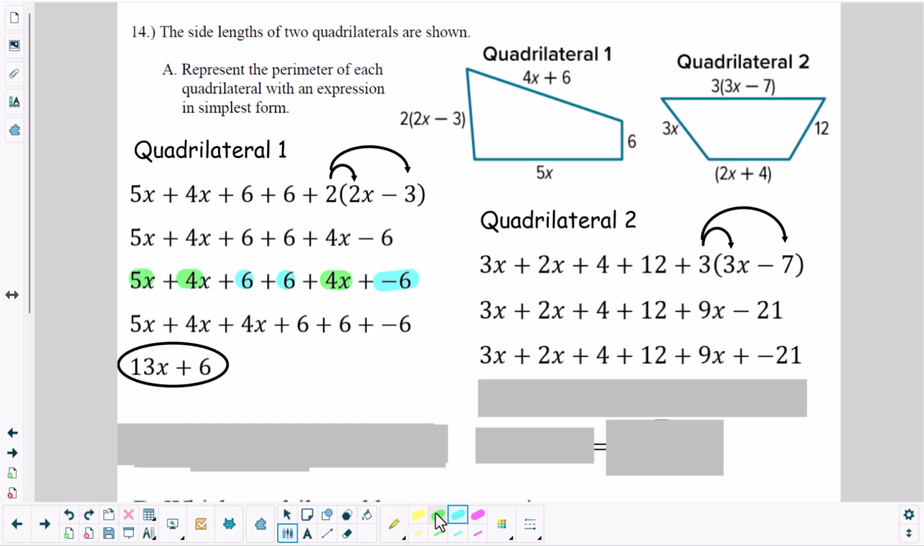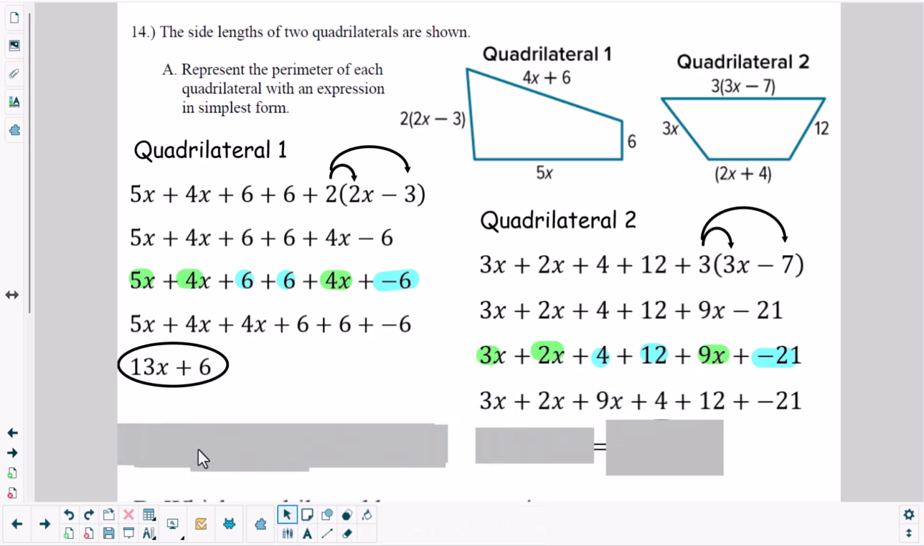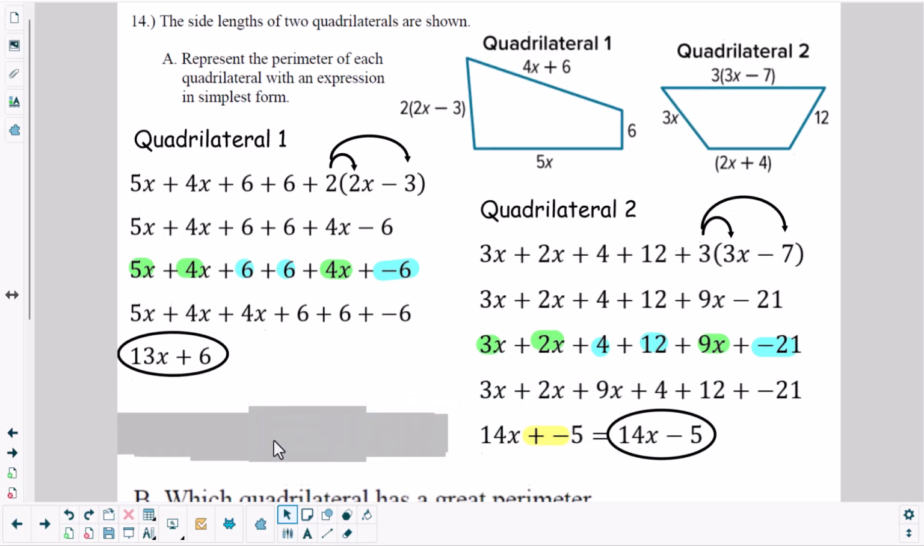Let's put our like terms side by side. So we have 3x plus 2x plus 9x. 3 constants, we have 4 plus 12 plus negative 21. So when we put those like terms side by side, 3x plus 2x plus 9x is going to get us 14x. 4 plus 12 is 16, plus negative 21 is a negative 5. Now since we have plus and negative, we can rewrite that as subtraction. So we can rewrite this as 14x minus 5.